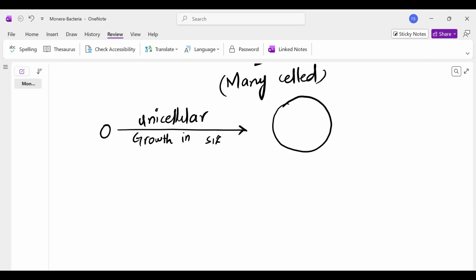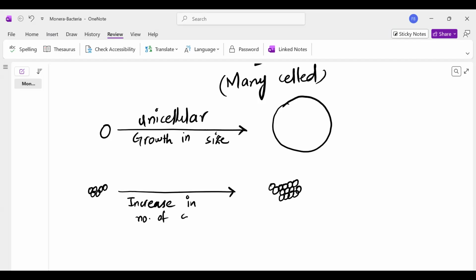They ask in Paper 1 that there can be options about unicellular and multicellular, and how they grow. So for unicellular, the growth is in size, while for multicellular organisms, initially there were these cells, 1, 2, 3, 4, 5, 6. After a few months, the number of cells will increase. So growth in unicellular is in size, and in multicellular there is an increase in the number of cells in the multicellular organism.